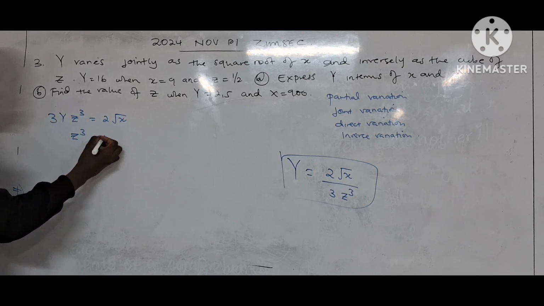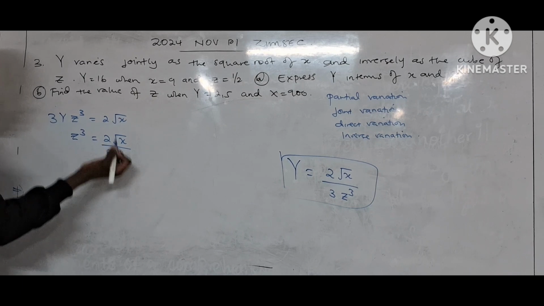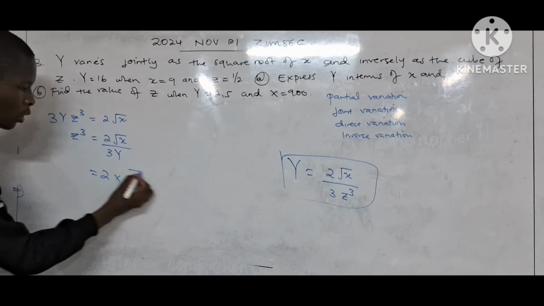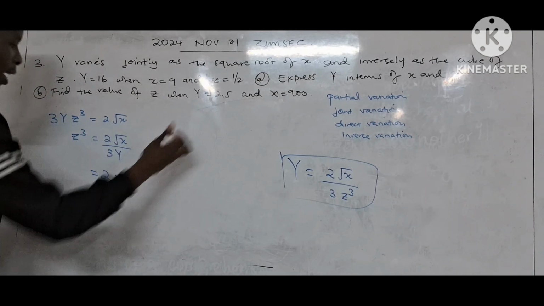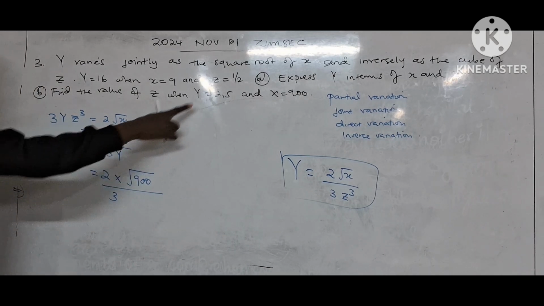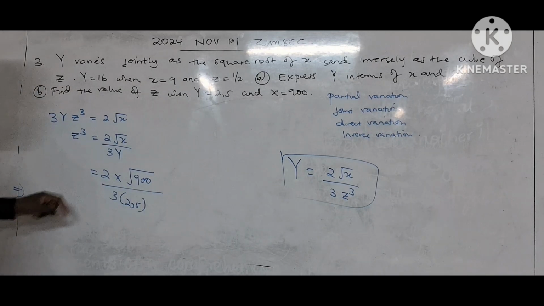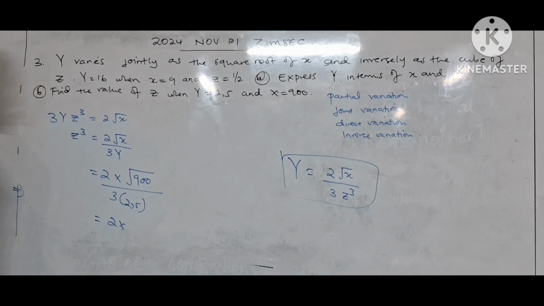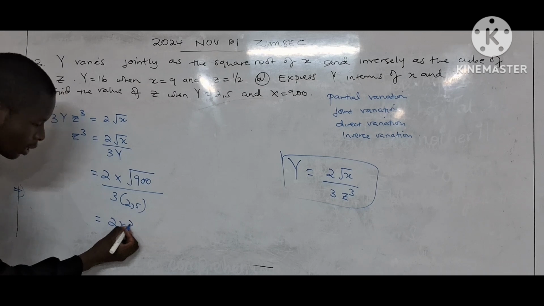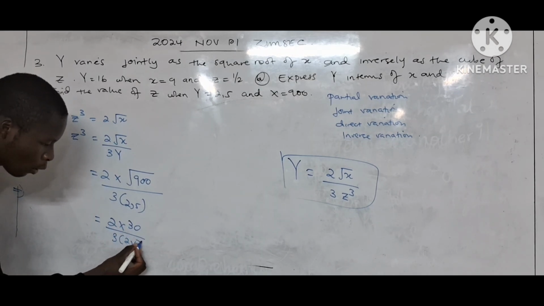z cubed is equal to 2 root of x divided by 3y. Okay, you can substitute here. This is 2 into the square root of x. x is 900, divided by 3 times y, which is 2.5. This is equal to 2 times, what is the square root of 900? The square root of 900 is 30, divided by 3 into 2.5.